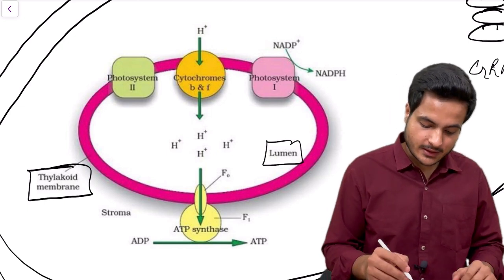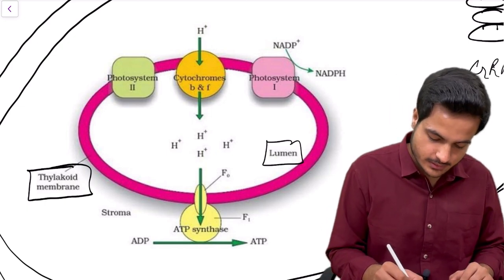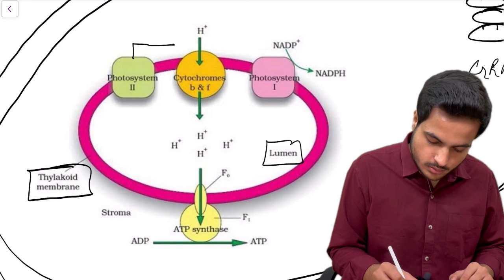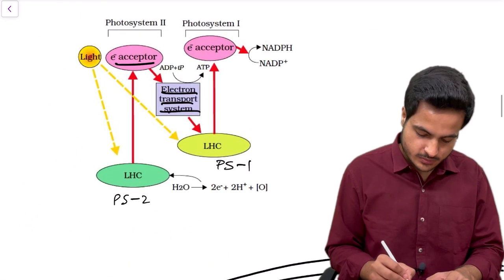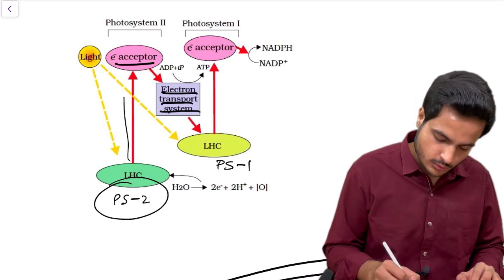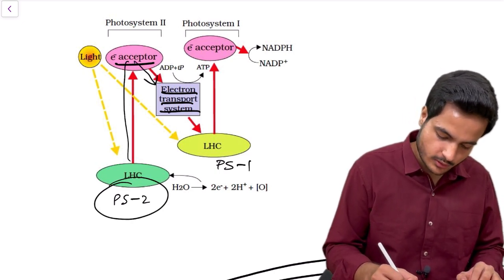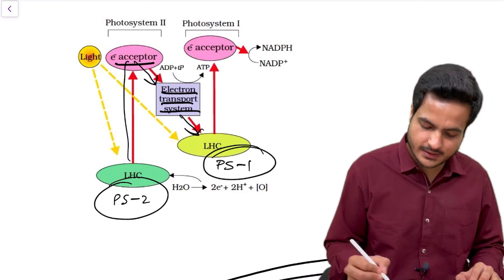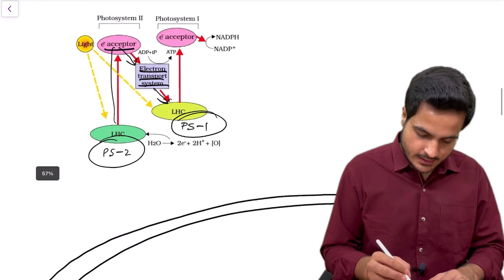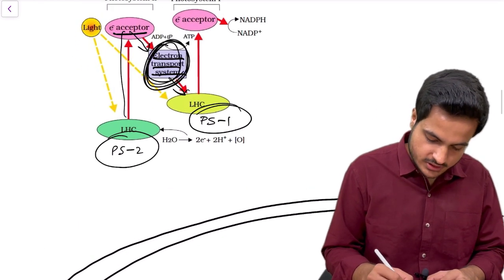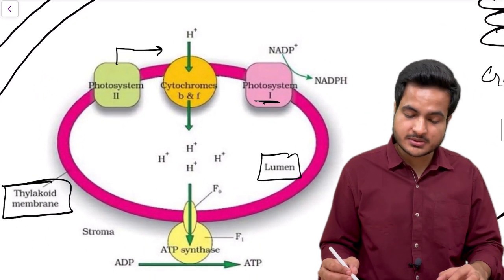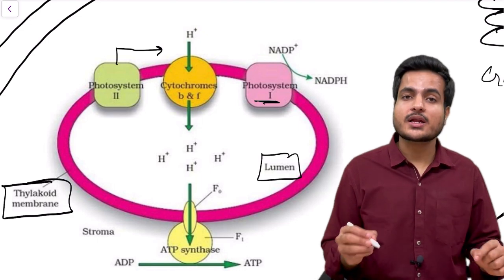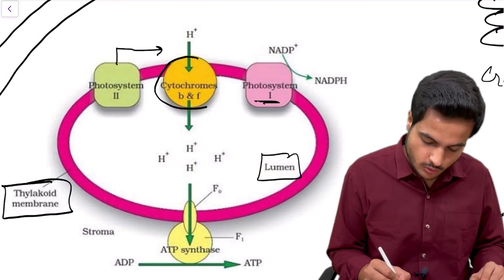Now when this electron is passing from photosystem 2 to photosystem 1, as we can see in this diagram, electrons pass through photosystem 2 through an electron acceptor to the electron transport system to photosystem 1. There is an electron transport system in between photosystem 2 and photosystem 1.